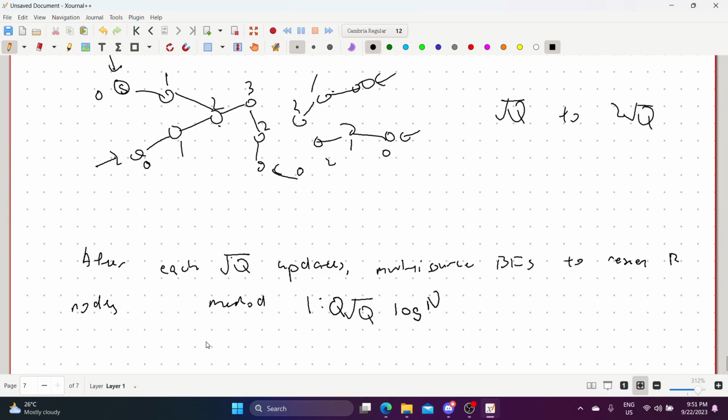Then for method 2, method 2 is just BFS, so it's just n. But since we have to do this after each of the square root q updates, this means that q over square root q times we need to do the update. So this is just n square root q.